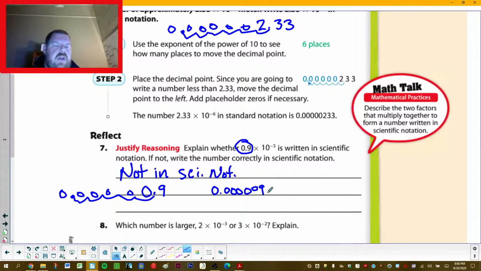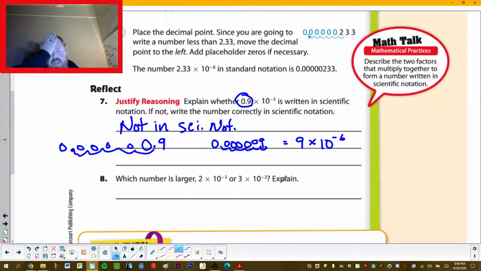So now I want to move that decimal to be after the 9. So I have to move it back 1, 2, 3, 4, 5, 6 times. So we end up with 9 or 9.0 times 10 to the negative 6th. Okay? And that's, again, it's not great. There's obviously a couple steps in this. But sometimes you just need to go the brute force method. And for that, I'm talking about turn it into standard notation and then back into scientific notation.